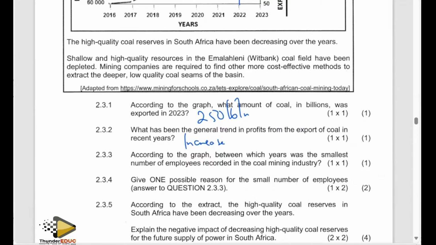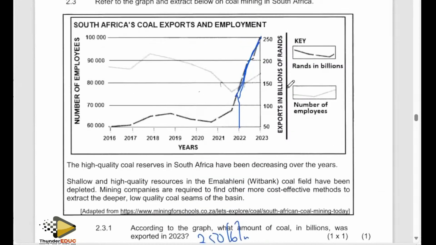Right, move on to the next question. According to the graph, between which years was the smallest number of employees recorded in the coal mining industry? We want the reading of the employees in the coal mining industry, and we want to check where we have the least number of employees in the sector. If we check on our graph here, it declines at this particular point for the workforce, because this line here is the one showing the number of workers employed.